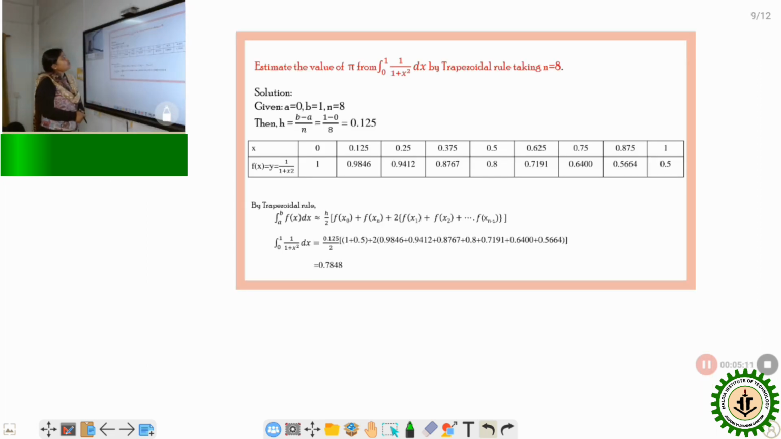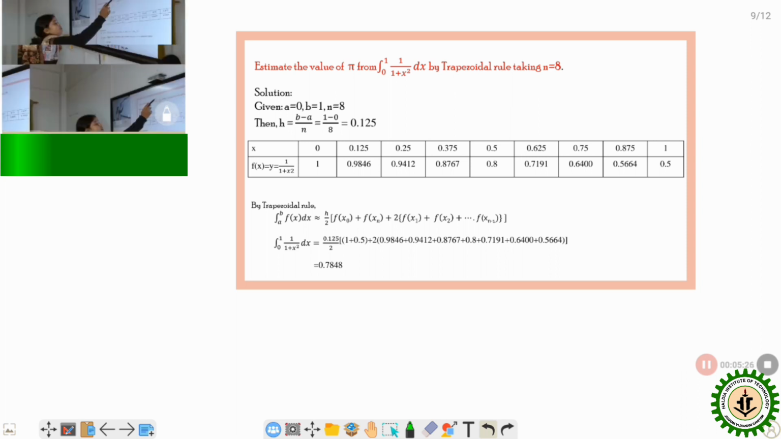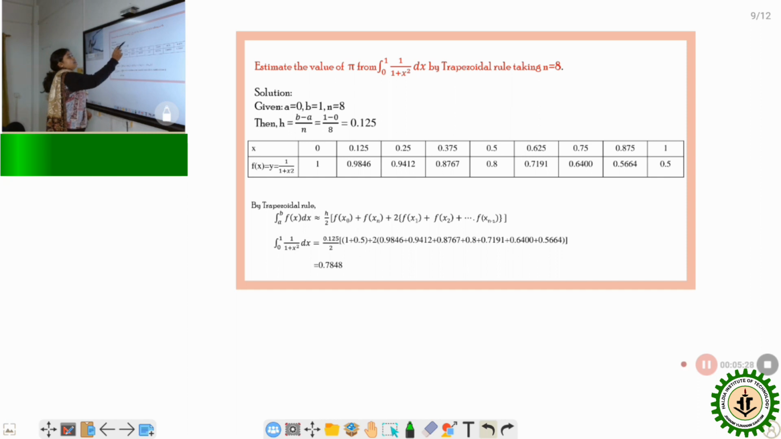Next, suppose we want to do this question: estimate the value of pi from the integral from 0 to 1 of 1 by 1 plus x square dx by the trapezoidal rule, taking n equal to 8. So here the lower limit a is 0, the upper limit b equals 1, and we have to take n equal to 8, which means the number of subintervals is 8. The value of h is (b minus a) by n, that is (1 minus 0) by 8, that is 0.125. So the width is 0.125.